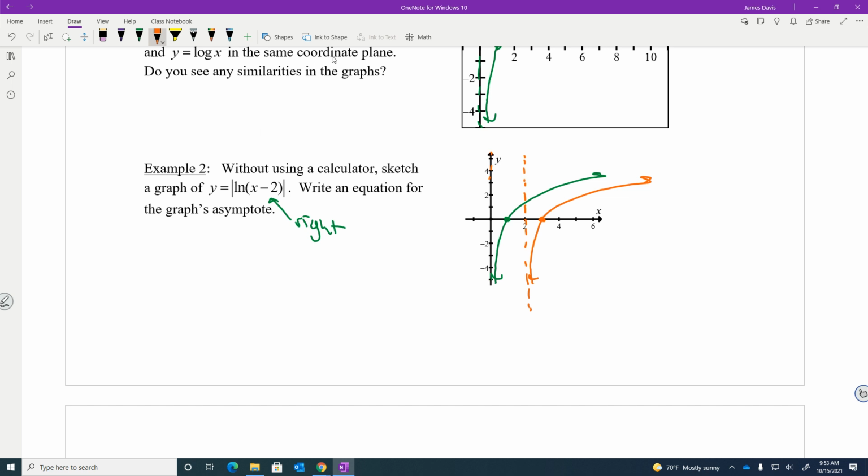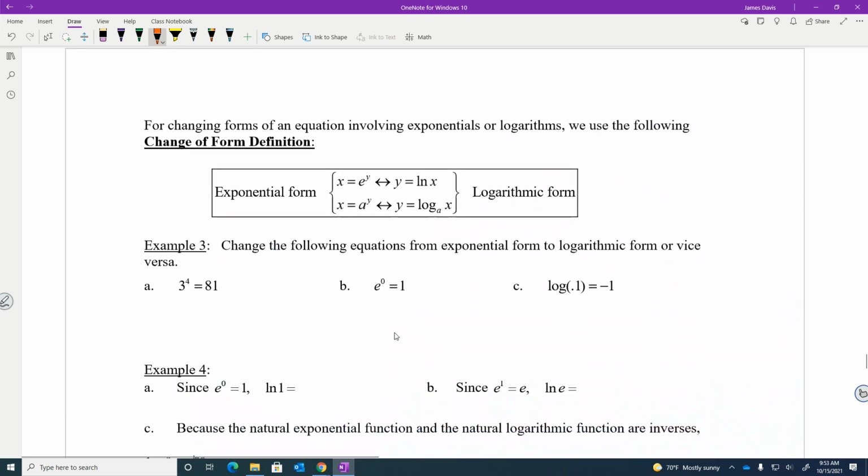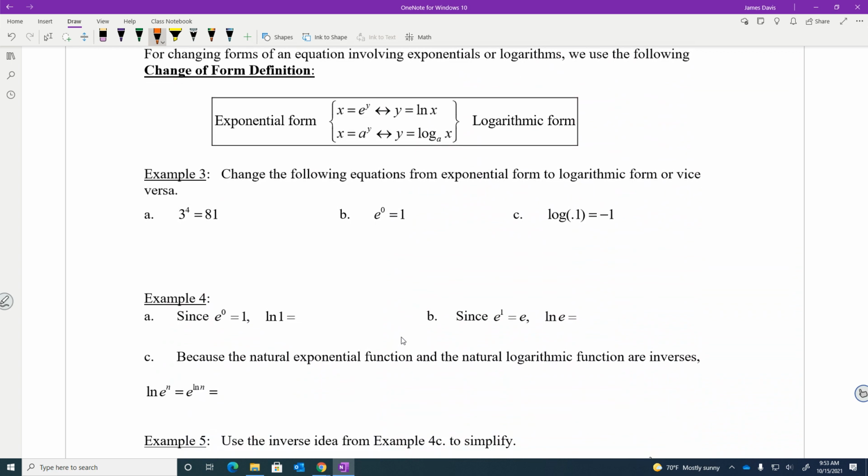The main thing that you might need to know though is some of these properties here, how to change from logarithmic to exponential form and vice versa. So this is kind of the main definition here. I always learned it with b's, but here it uses a's instead of b's. It's not really a big deal. But basically, you can change something from a logarithmic form to an exponential form pretty easily. And we'll do a couple practice problems doing that.